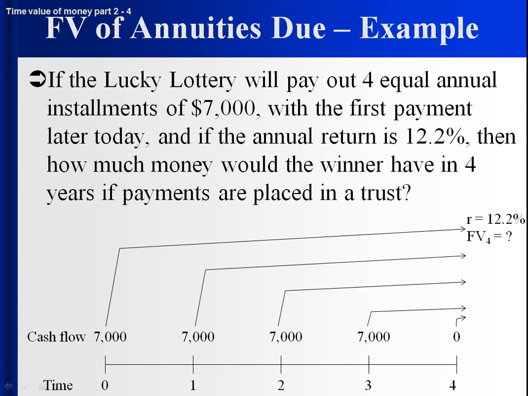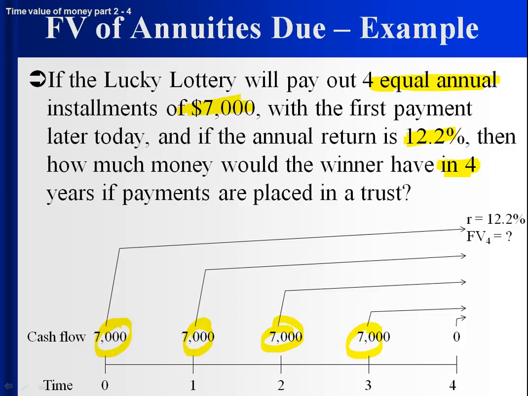Lucky Lottery, 4 equal installments of 7,000. First payment later today, so there's 4 with the first one later today, 1, 2, 3, 4. Annual return is 12.2%. If the money was put into a trust, how much would we have in 4 years? So look, 4 equal payments starting today. How much do we have in 4 years? So that's the future value of an annuity due.